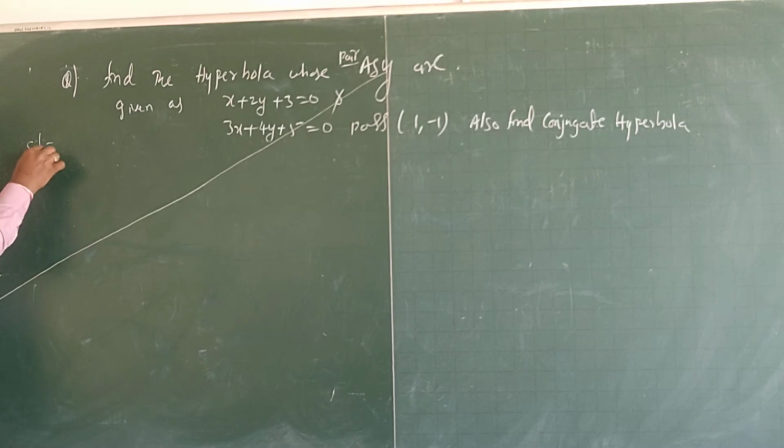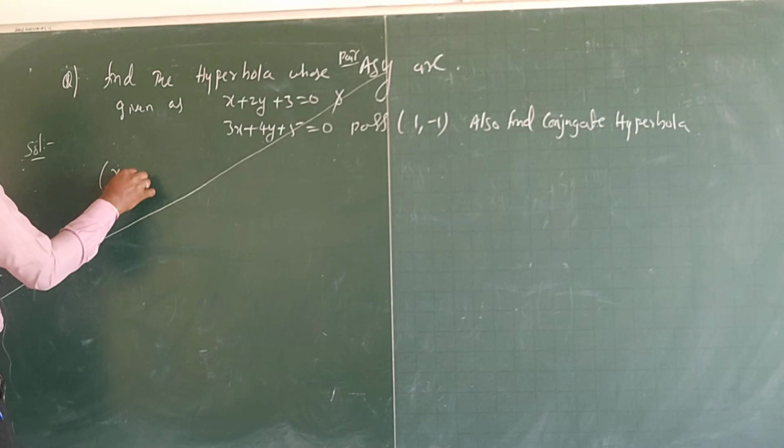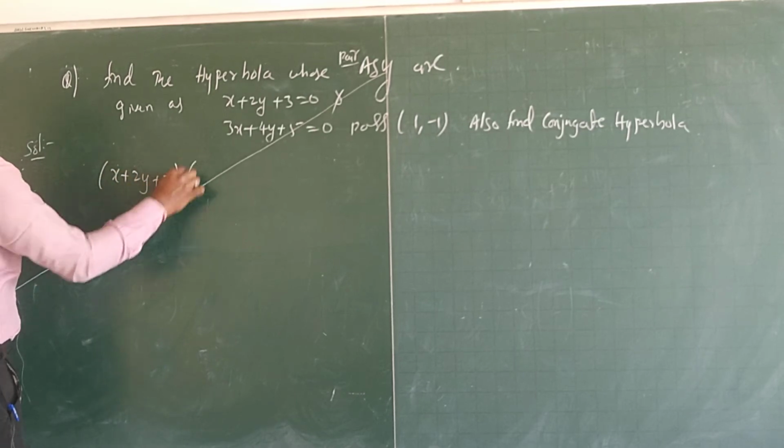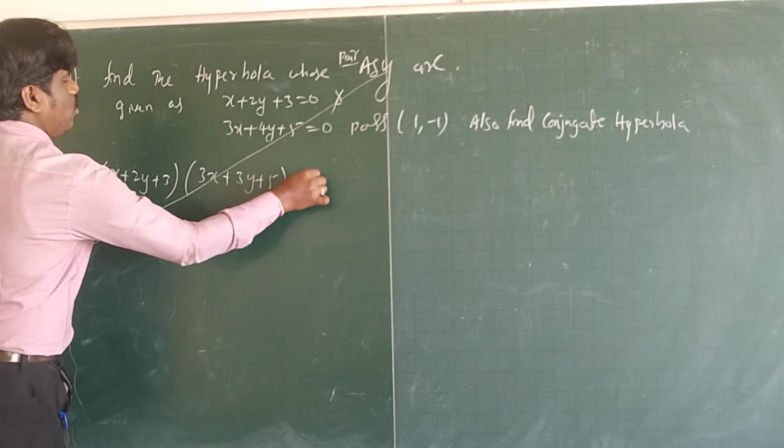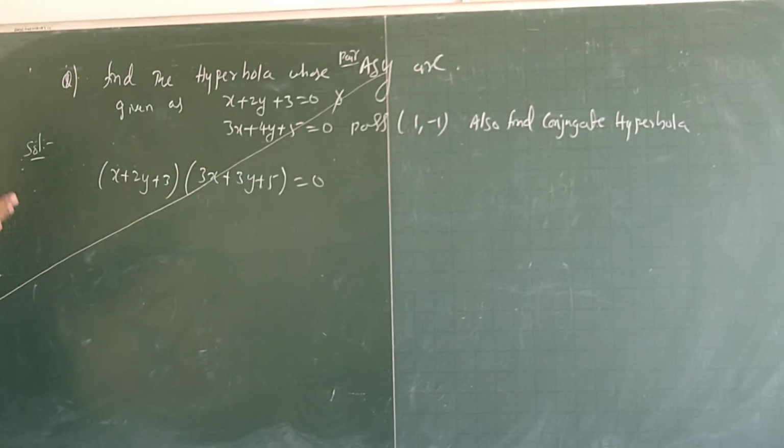Look at here, this is also a JEE question, a previous year's asked question. So here I can write x plus 2y plus 3 into 3x plus 4y plus 5 is equal to 0. The product of this will give you the pair of asymptote equation.